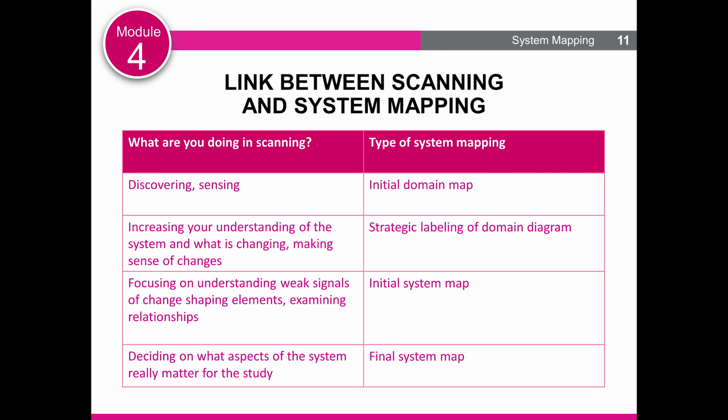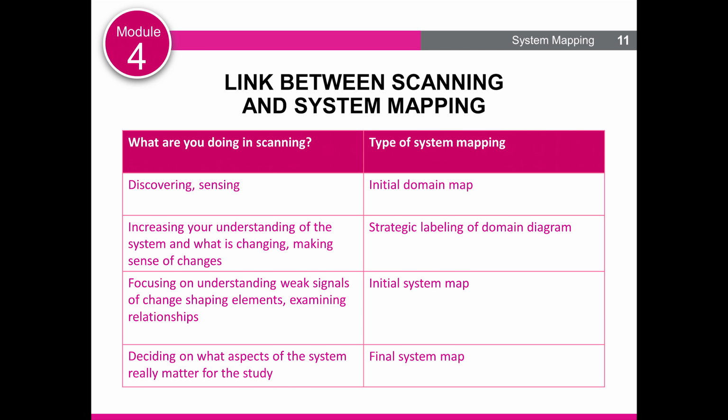System mapping can happen before, after, and/or during scanning. Scanning helps to inform the system map and can also help refine it. Scanning helps in the discovering and sensing phase and is used to develop an initial domain map. This helps to frame the study and determine its scope. Continued scanning helps to create a growing understanding of the system and to make sense of the changes taking shape in the system. The domain map can then be reconfigured based on this new information.